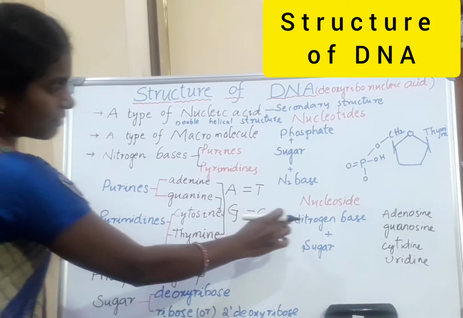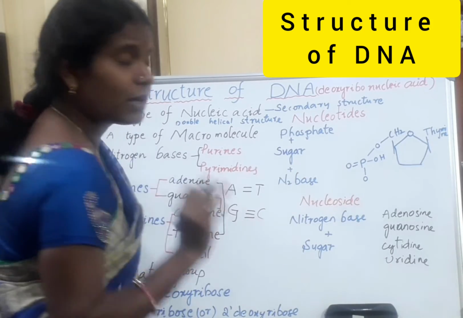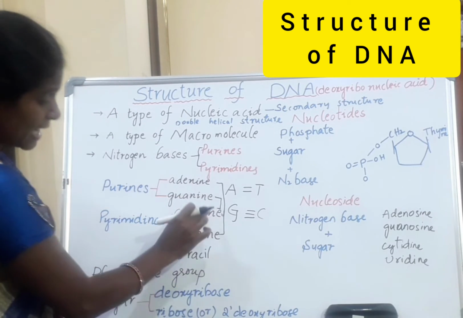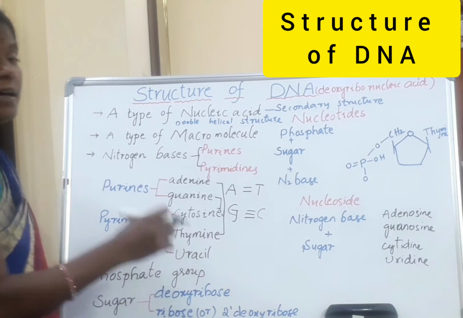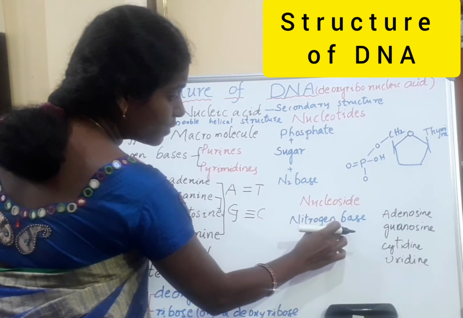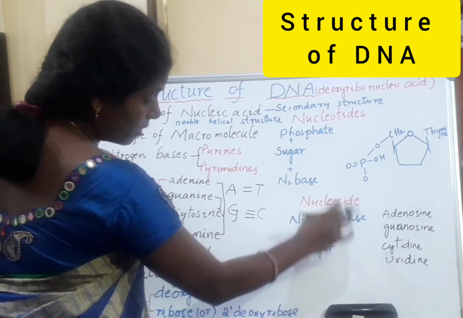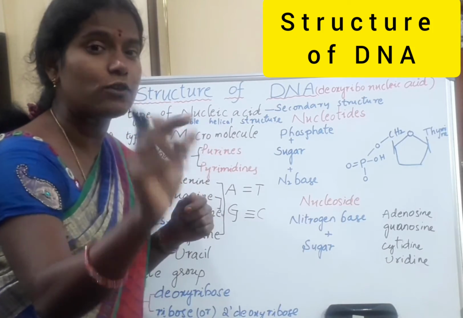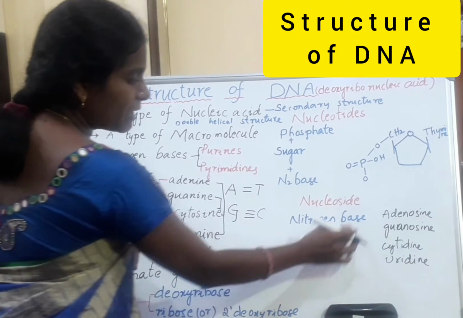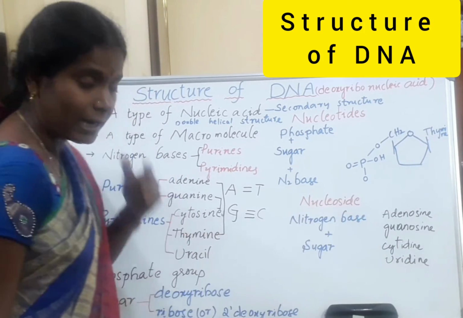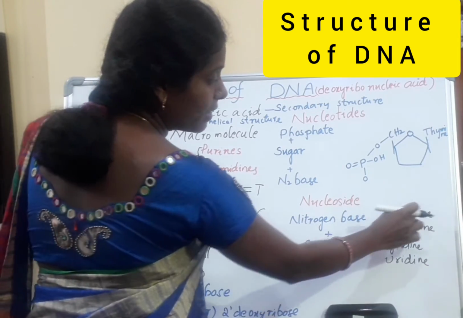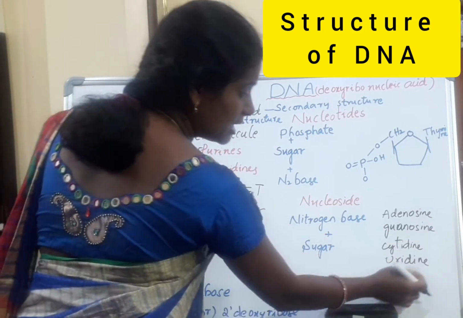Then coming to the nucleoside. In the case of nucleotides, we say adenylic acid, guanylic acid, cytidylic acid, thymidylic acid, like that. In the case of nucleosides, a nitrogen base joins with the sugar. The phosphate group is missing. This is an important MSET term. So sugar plus nitrogen base is called a nucleoside. Here the phosphate group is missing. Examples of nucleosides are adenosine, guanosine, cytidine and uridine.